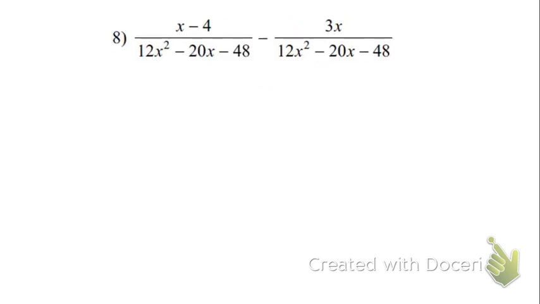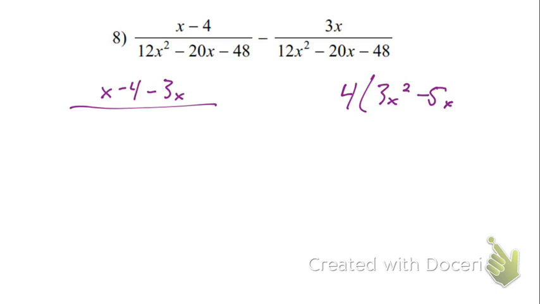Done. One more. All right, so this is going to be x minus 4 minus 3x, all over... Now I'm going to go ahead and take out a 12 on this one. When you take out a 12, you're left with x squared. Oh, I can't take out a 12. What am I doing? Come on. So when you take out a 4, you're left with 3x squared minus 5x minus 12. Okay, that makes a little bit more sense.